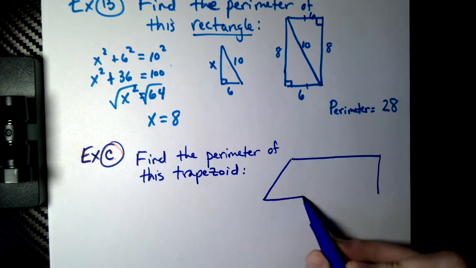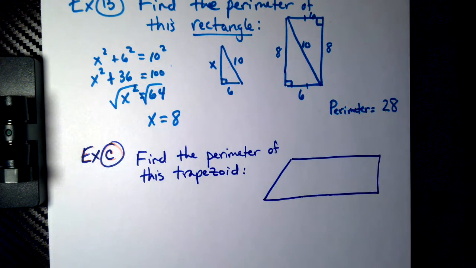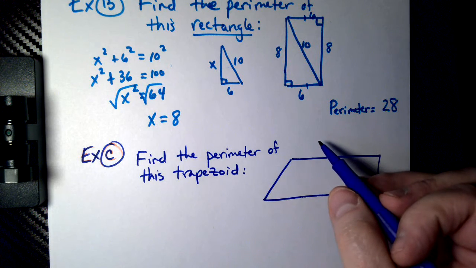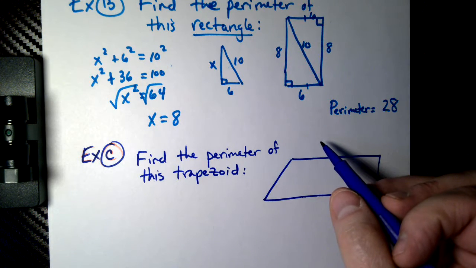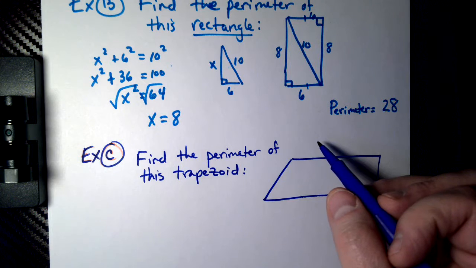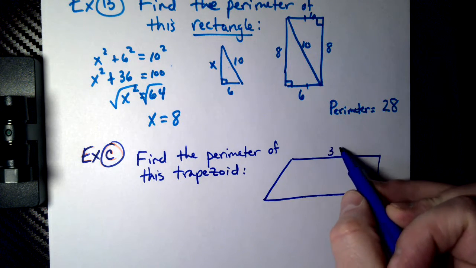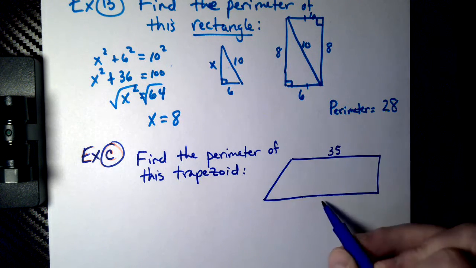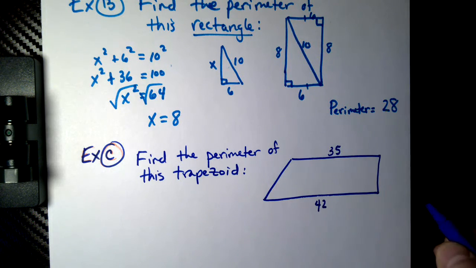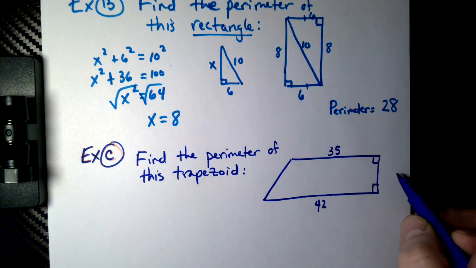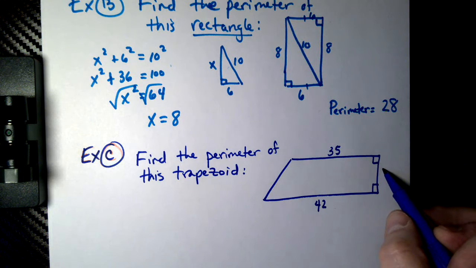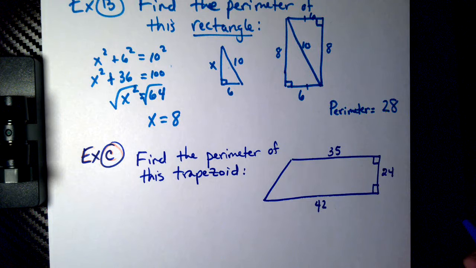All right, so it's not an isosceles trapezoid. They would have told us that. The top part is going to be 35. The bottom part is going to be 42. The right side is going to be 24. And that's it. That's all they're going to tell us.